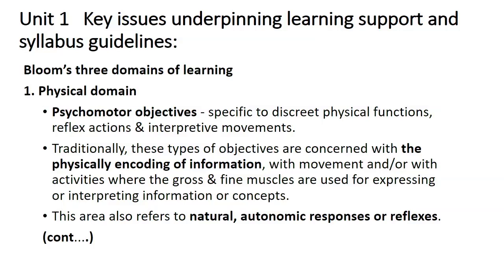The first is the physical domain, which refers to psychomotor objectives. Traditionally, these types of objectives are concerned with physically encoding information, with movement, and with activities where the gross and fine muscles are used for expressing or interpreting information or concepts. It also refers to natural autonomic responses or reflexes.